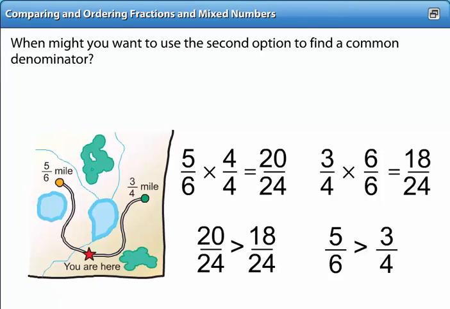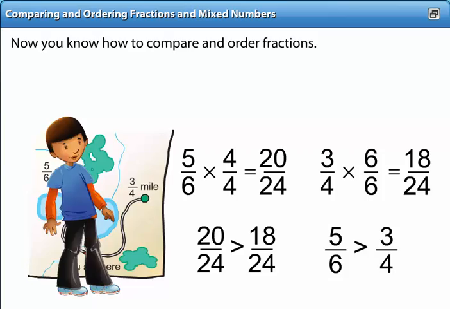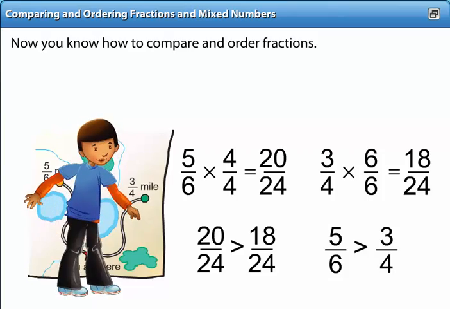When might you want to use the second option to find a common denominator? You might use it when the denominators are small and easy to multiply. Now you know how to compare and order fractions.